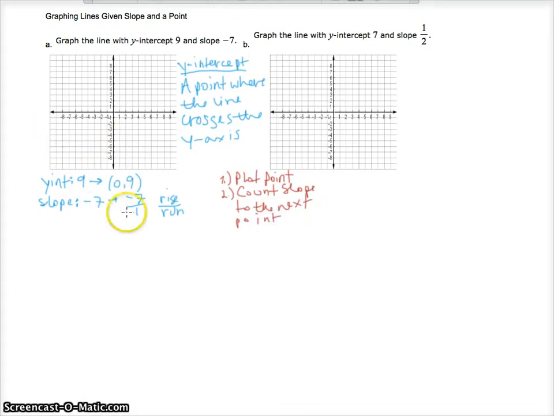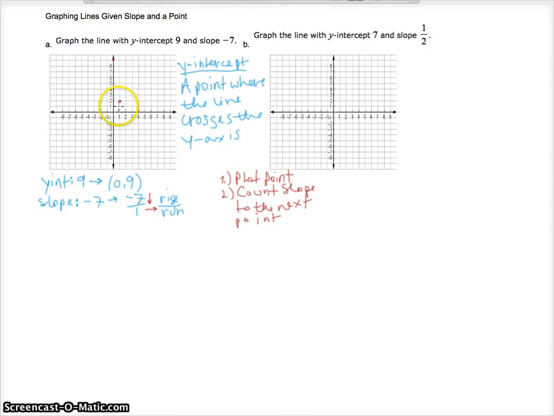So my y-intercept is 0, 9, which is right here. And my slope is -7, which means I'm going to go down 7 over 1. Whenever we have a negative slope, we always go down, and whenever we have a positive slope, we always go right. So we're going to go down 7. So from 9 down 7 is 2. Then we're going to go over 1.